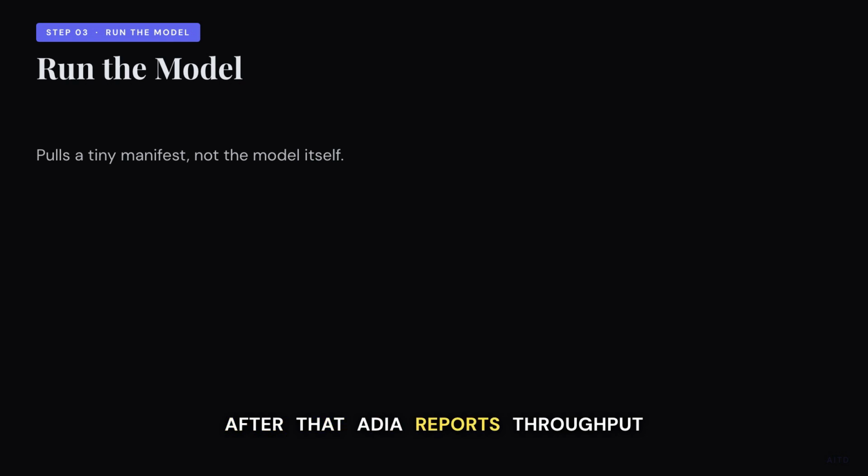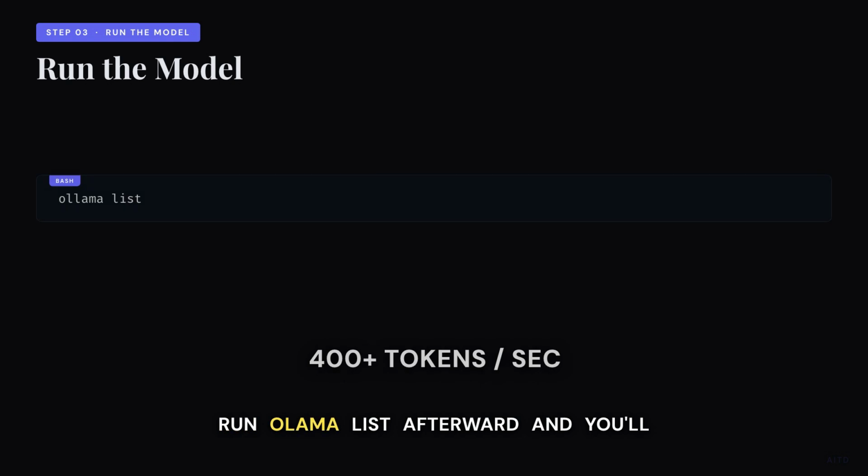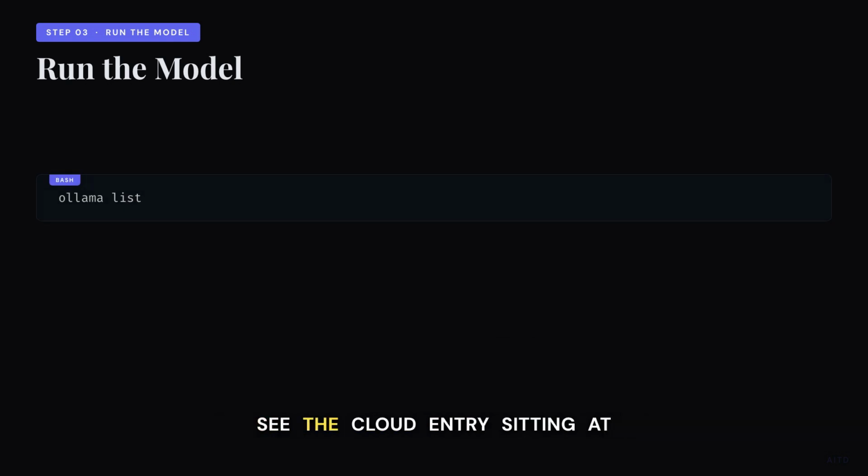After that, NVIDIA reports throughput above 400 tokens per second. Run ollama list afterward, and you'll see the cloud entry sitting at just a few kilobytes instead of hundreds of gigabytes. That's expected. It's a pass-through, not a download.